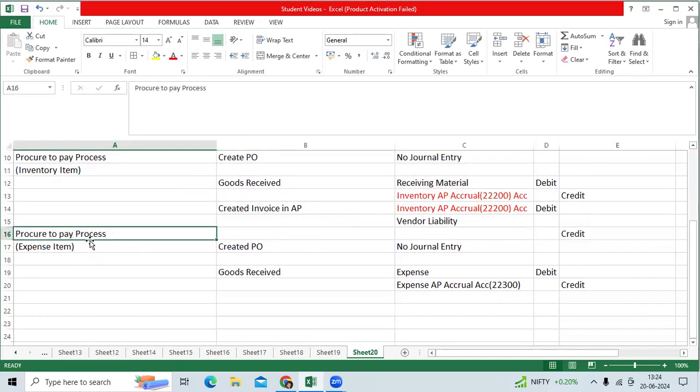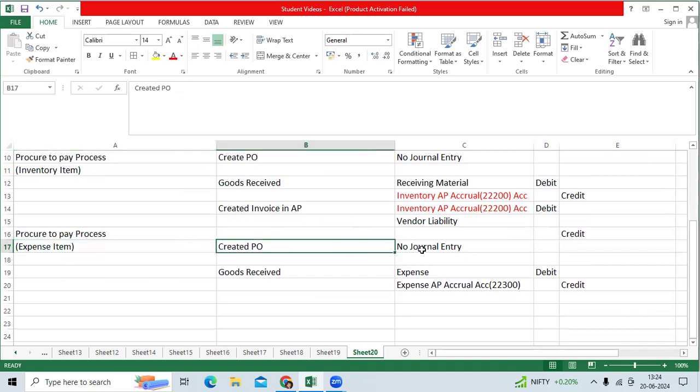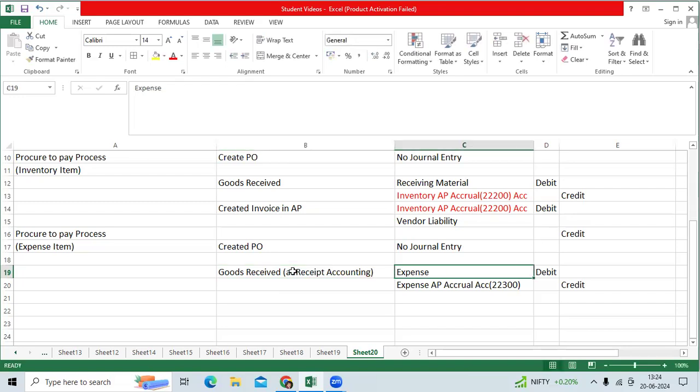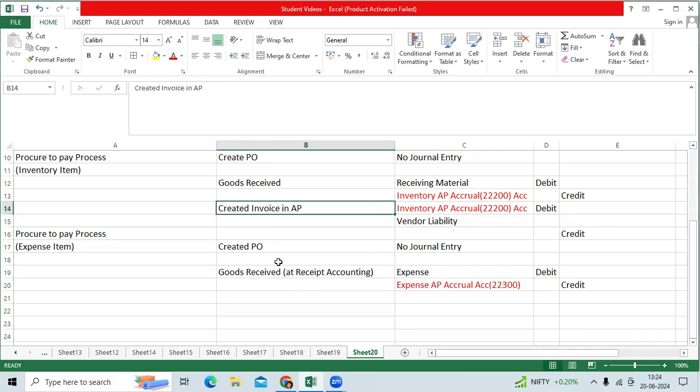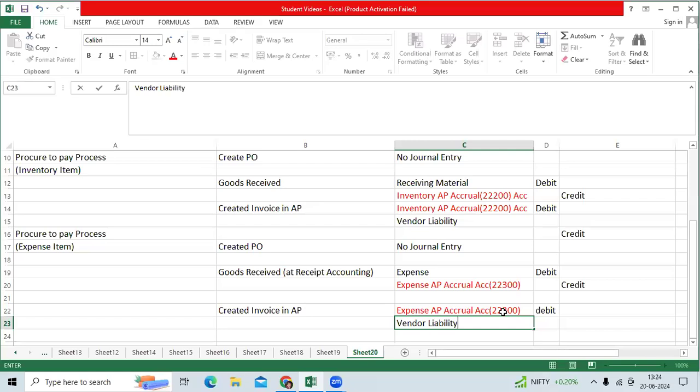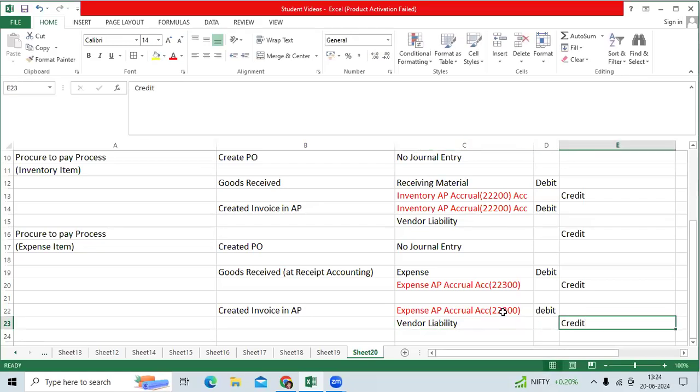When it comes to an expense item, I created a PO, no journal entry. I created the GRN with the at-receipt method, at-receipt accounting: expense debit, expense AP accrual credit. When we create the invoice in AP, expense AP accrual debit, vendor liability credit. So until creating the invoice in AP, the accrued account will be recorded.